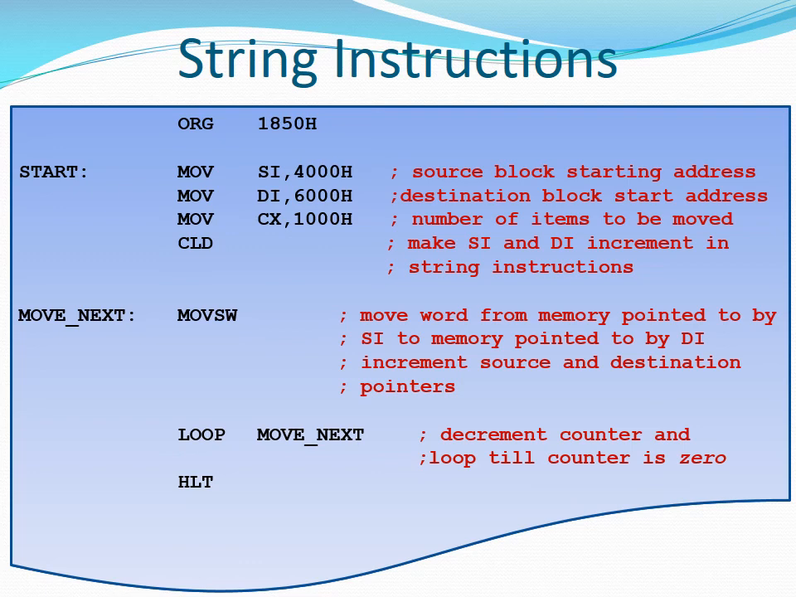The move string instruction copies one item from the source block to the destination block and then increments the source and destination pointers. The loop instruction will then decrement the counter, and if the counter is not 0, branch to execute the move string instruction. This will continue until the counter goes to 0, a point at which all the items in the source block will have been copied to the destination block.